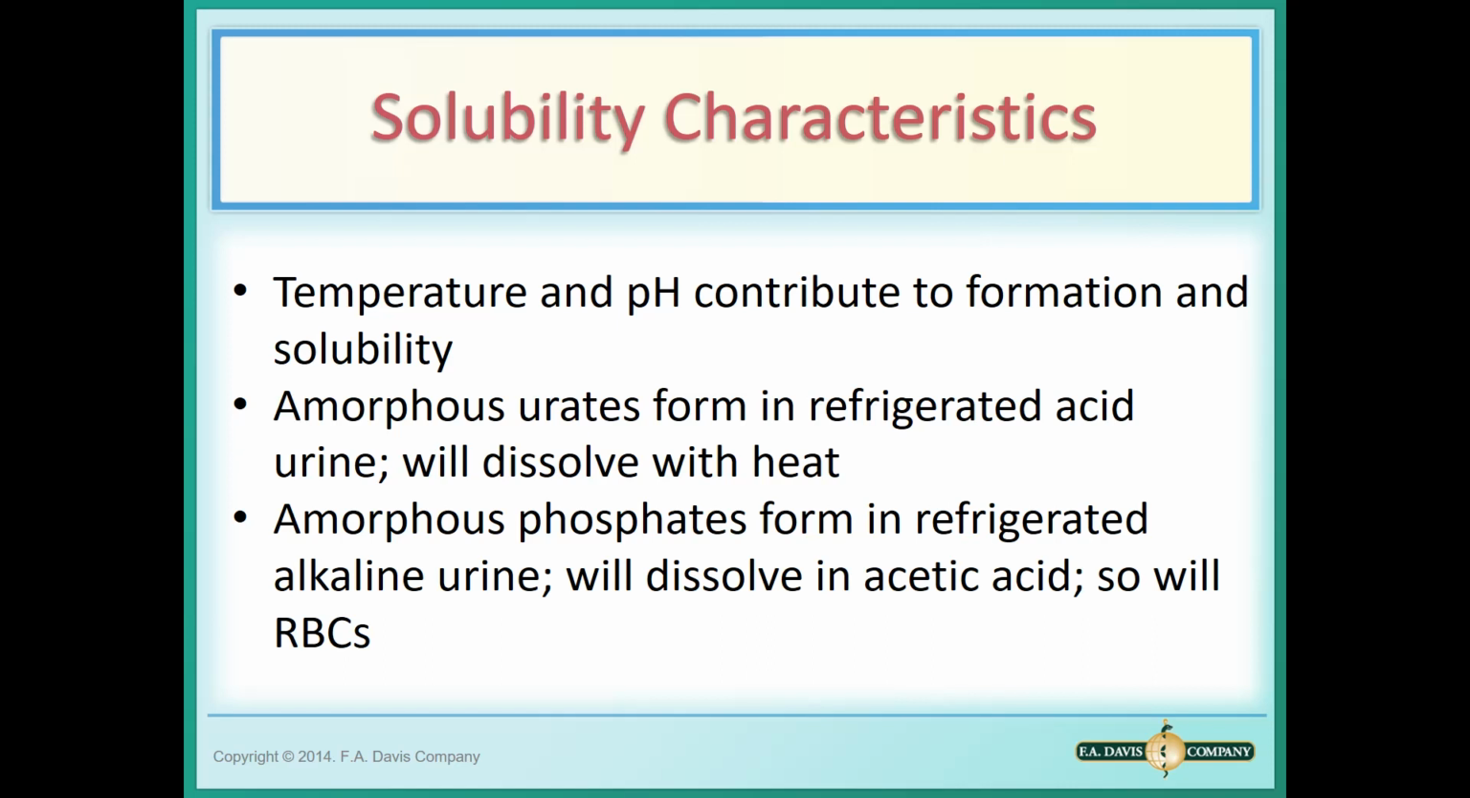All is not lost. All we have to do is put it in a dry block, heat it back up to temperature, and the amorphous urates will dissolve. Amorphous phosphates, also refrigerated, but in an alkaline urine, and this is that white precipitate. This isn't going to do anything with heat, but we can add a little acetic acid to, again, not the primary sample, but a small aliquot of it, and see if we can dissolve some of it. Remember, we're also going to be dissolving those red blood cells, so you always have to go back to the primary specimen to check for red cells.